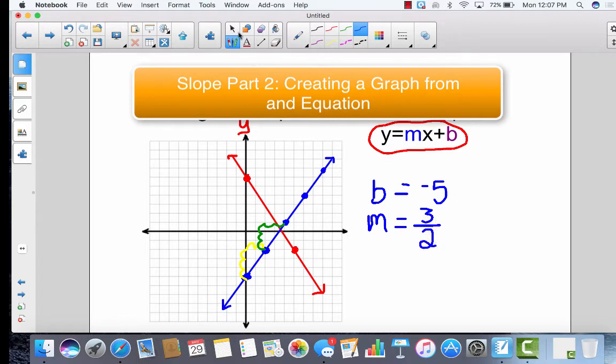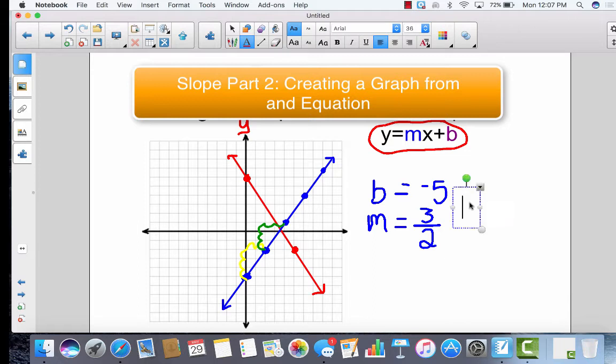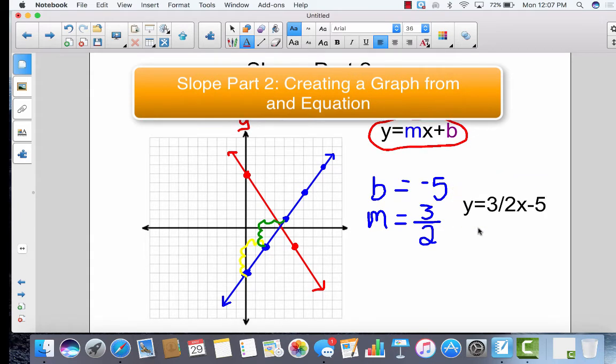So my equation would be y equals, in place of m, I put 3 over 2, and then in place of b, I put minus 5. So y equals 3 halves x minus 5. I can write a similar equation for my red line.